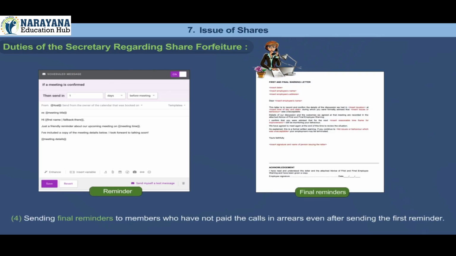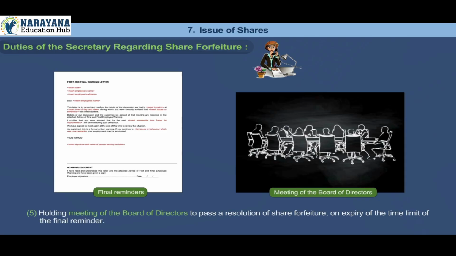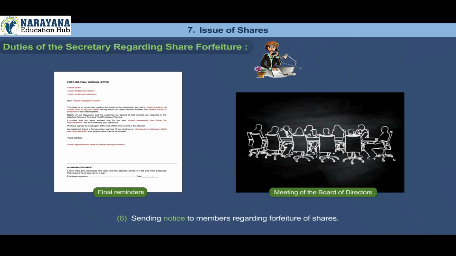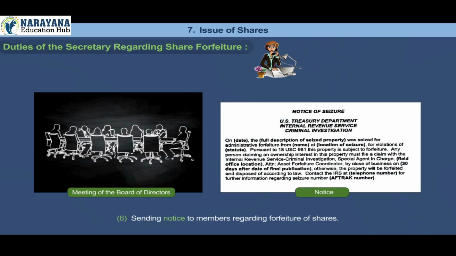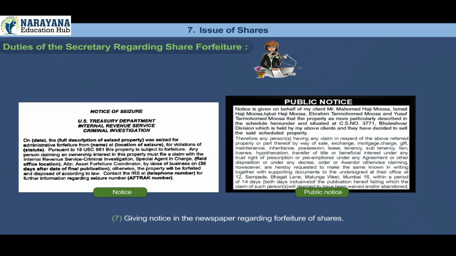4. Sending final reminders to members who have not paid the calls in arrears even after sending the first reminder. 5. Holding meeting of the board of directors to pass a resolution of share forfeiture on expiry of the time limit of the final reminder. 6. Sending notice to members regarding forfeiture of shares. 7. Giving notice in the newspaper regarding forfeiture of shares.